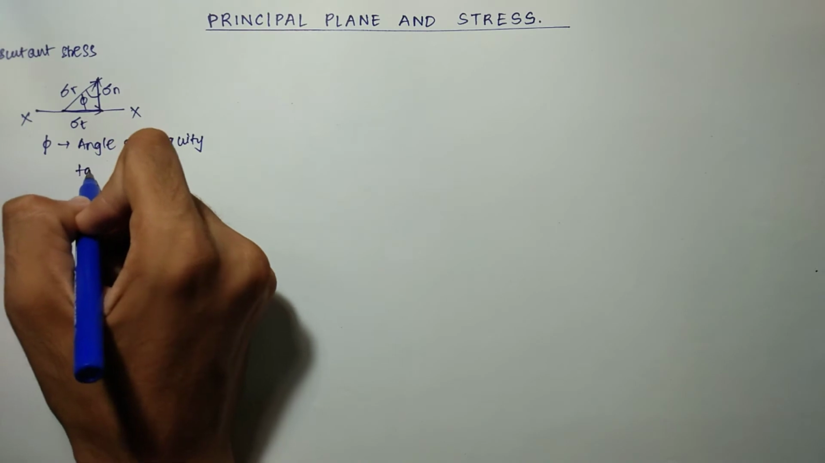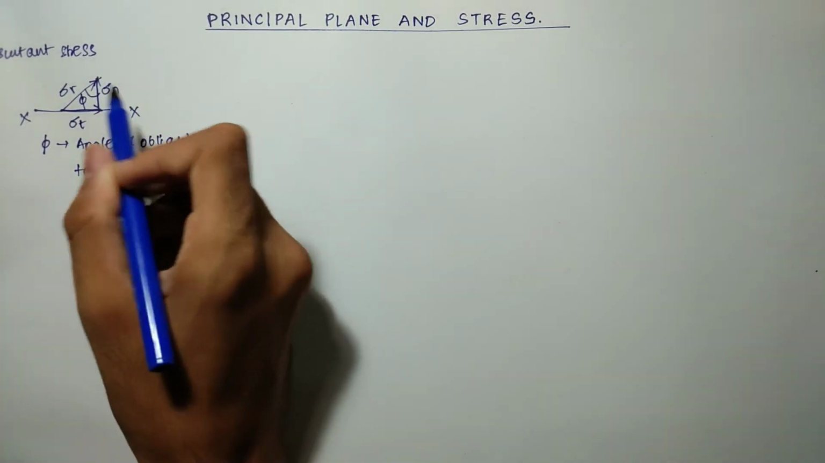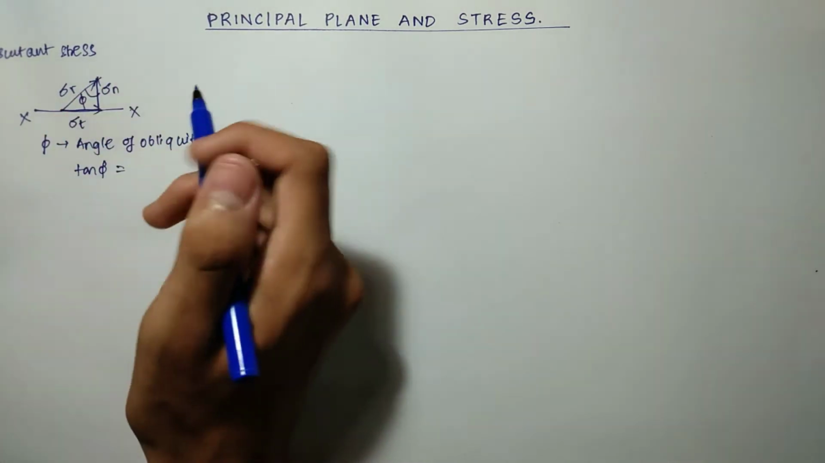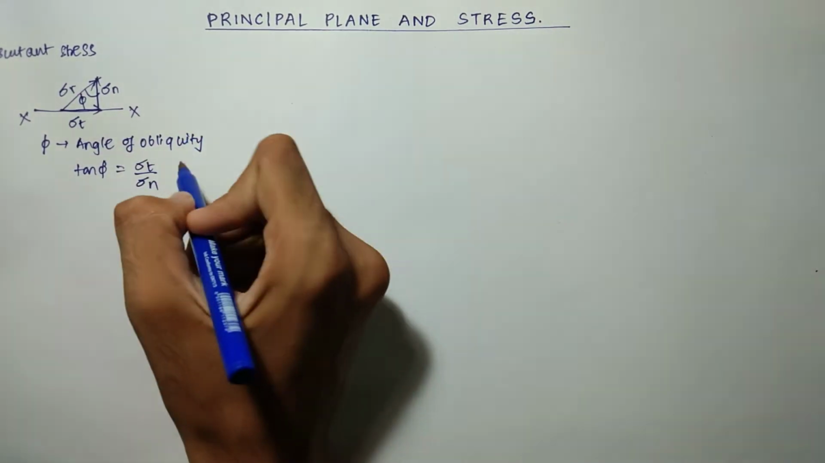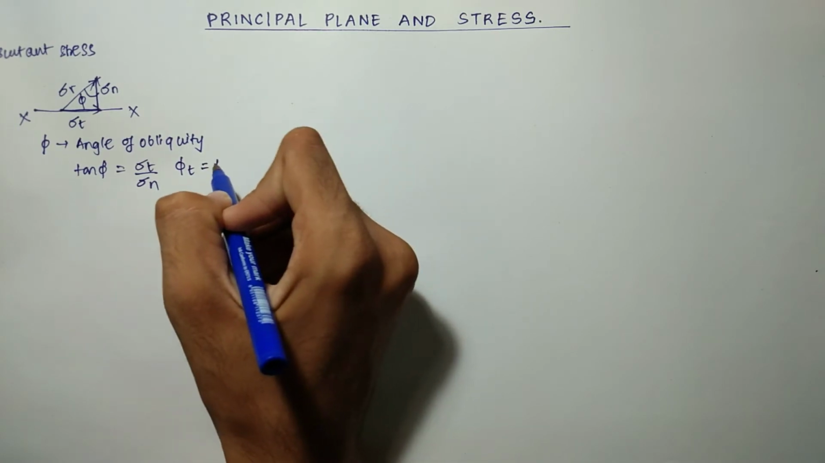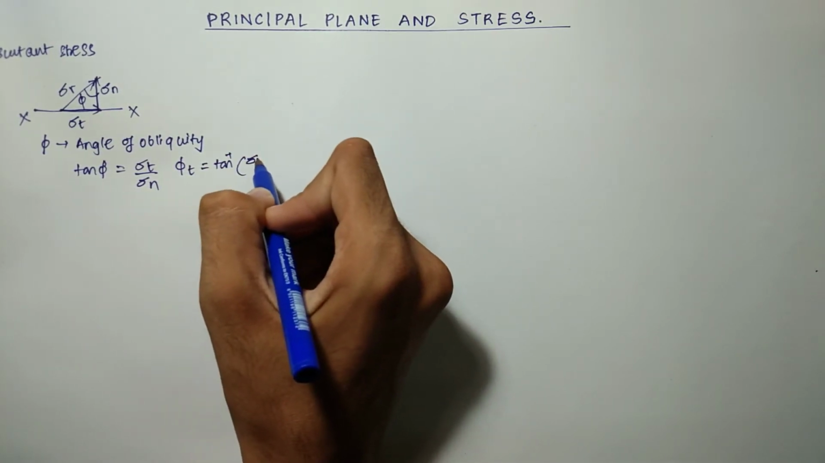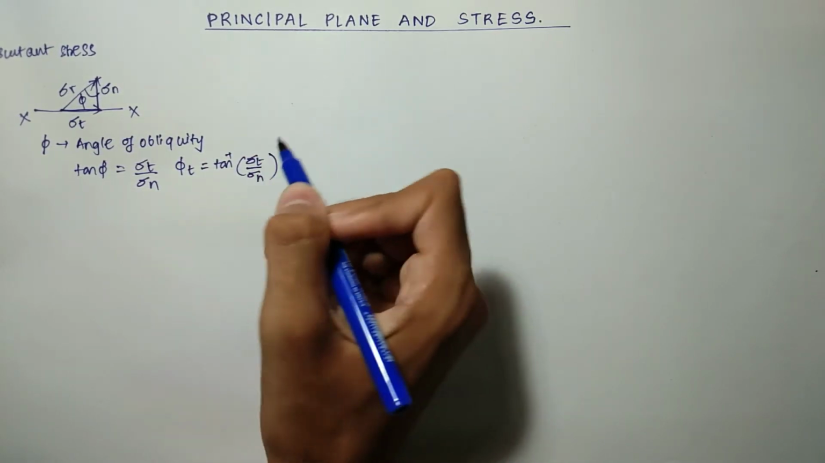From the figure one can determine that tan phi is equal to opposite upon adjacent, which is given as sigma t divided by sigma n. Therefore phi is equal to tan inverse of sigma t divided by sigma n.